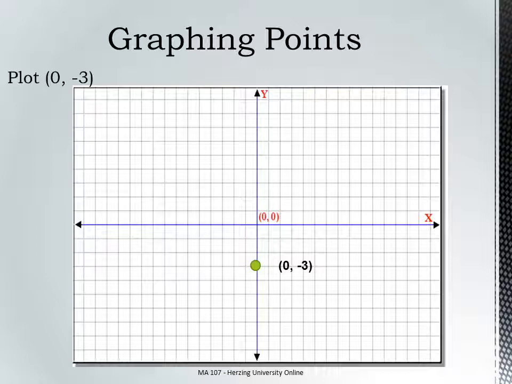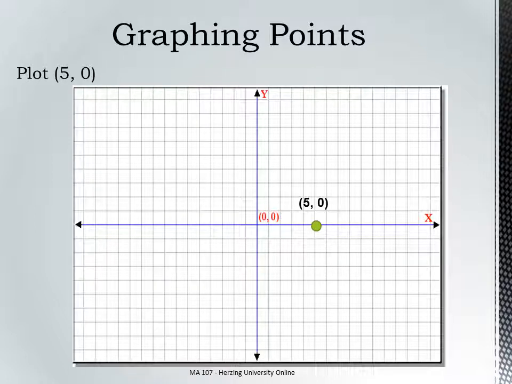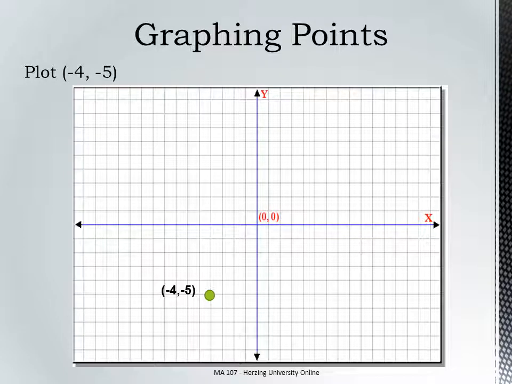Plot the point 0, -3. This point is along the y-axis where x is 0 and y is -3. Plot the point 5, 0. This point is along the x-axis where x is 5 and y is 0. Plot the point -4, -5. This point is in quadrant 3 because x and y are both negative.